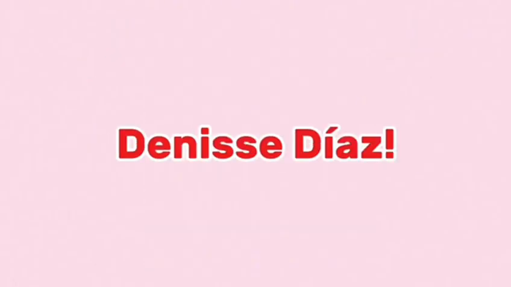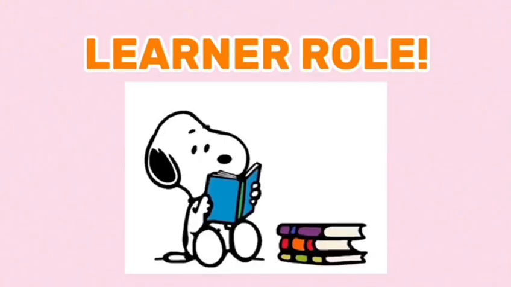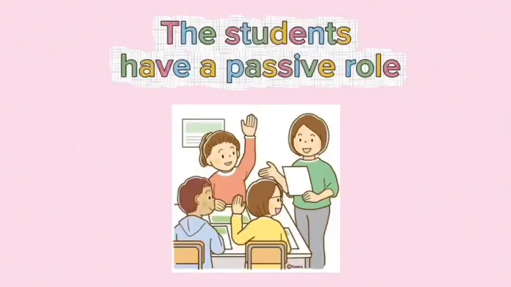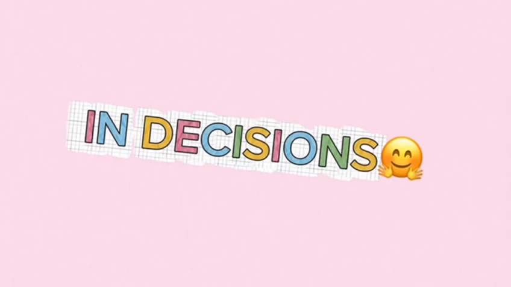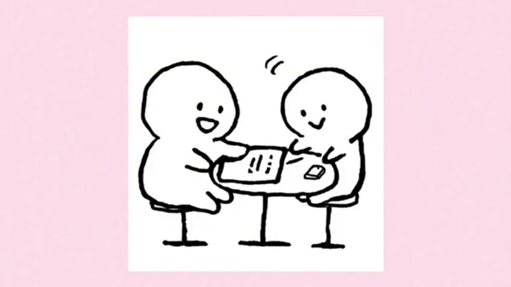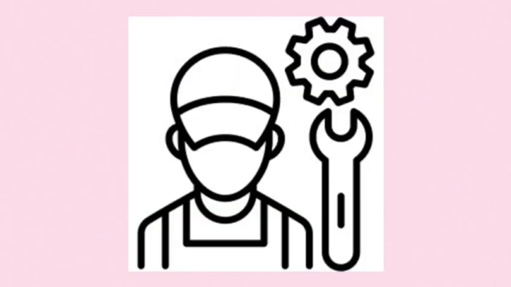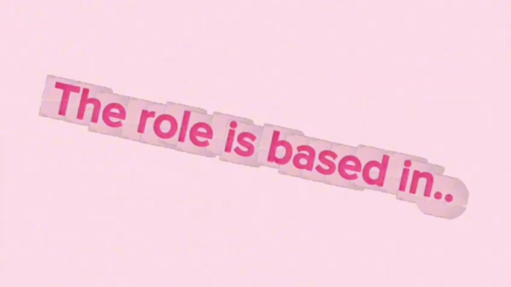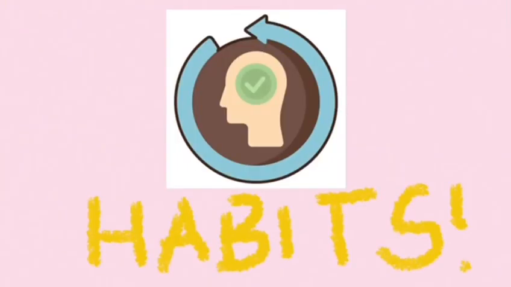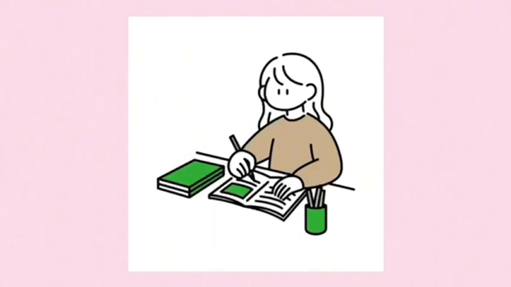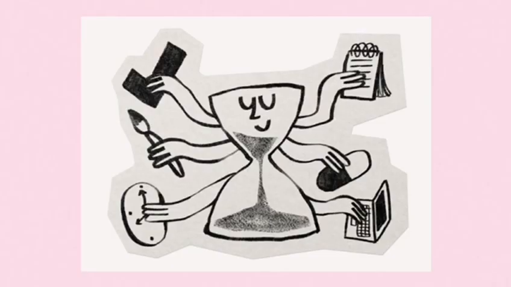Hello everyone, my name is Denise Diaz and I will be talking about the learner's role. In the audiolingual method, the student has a passive role in decisions, but an active one in repetition and mechanical practice. Their role is based on forming correct language habits through imitation and constant repetition.